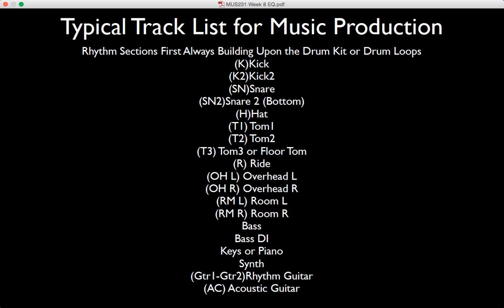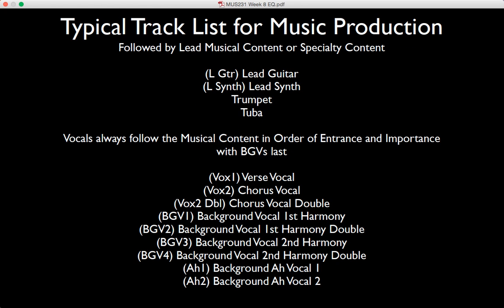Then you'll have a bass guitar, maybe bass DI, keys, piano, synth, and that's not even the end of the list. We carry on, and of course this is why this is so important, because the list continues to go on in terms of most mixed productions. I'll say that for most of the stuff, because you were asking me a while ago about the stuff that I work on.